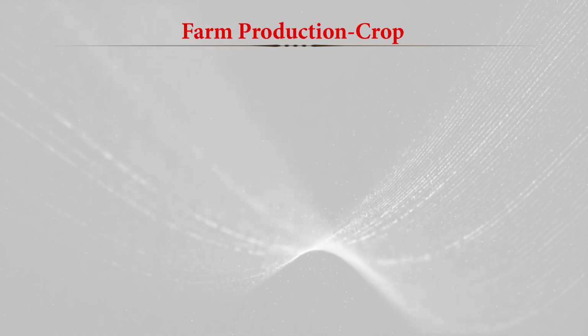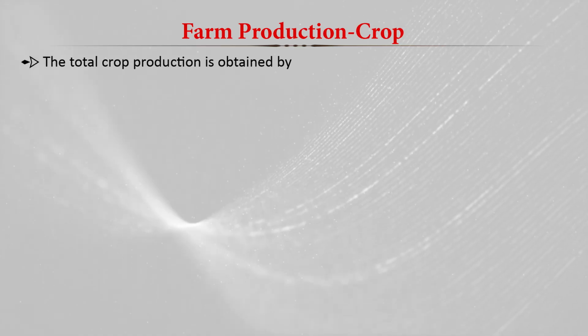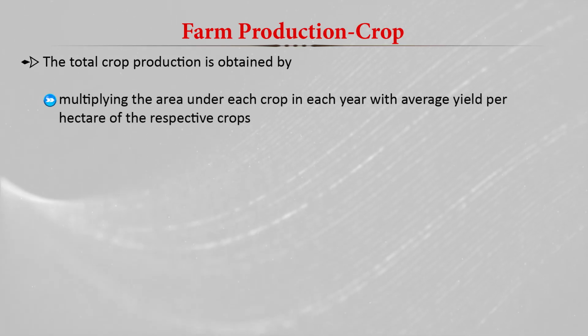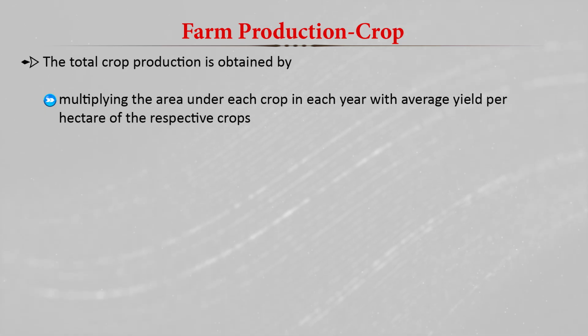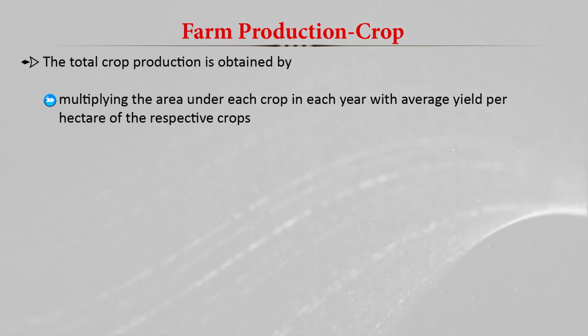Then we will move to the farm production, that is the second component. Here again, after determination of the use of the land and labor resources on the farm pattern or model farm, the next task is to assess the projected farm production. We have the crops and we have the livestock. For crops, how can we assess the farm production? The total crop production we can obtain by multiplying the area under each crop in each year with the average yield per hectare of that respective crop.